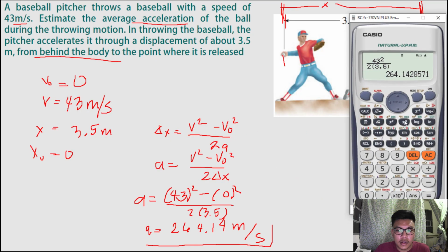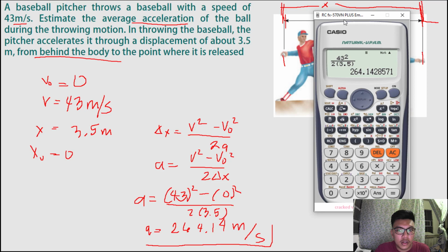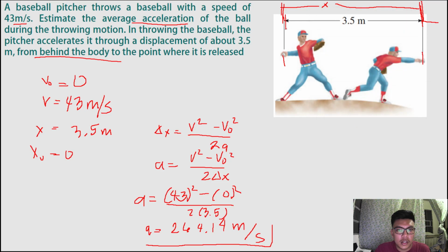Check nga natin. Okay, so yun yung acceleration niya. So kumbaga sa distance na yun, para maging yung na-cover na distance sa 3.5, ma-accelerate mo yung ball from 0 velocity to 43 meters per second. Yung i-clean ng distance na yan. So you need a 264.14 meter per second na acceleration.